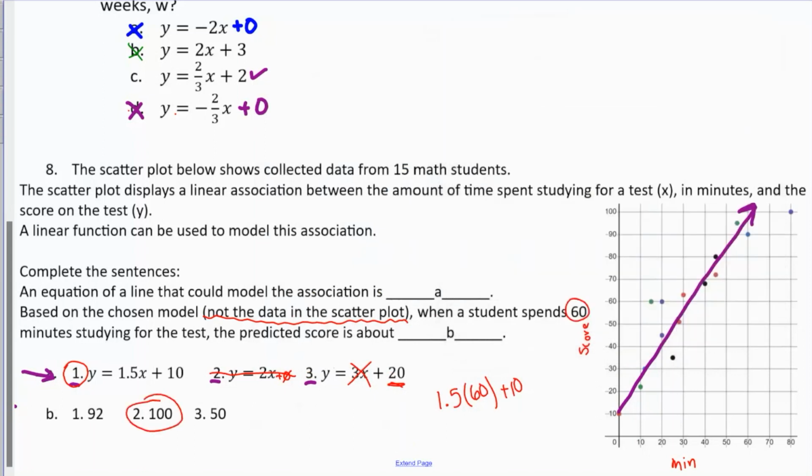Now, using the scatter plot, that means our scatter plot should about give us that amount. Well, let's go to 60. If I go up to 60, based on the line of best fit that I did, it looks like it does hit about 100.